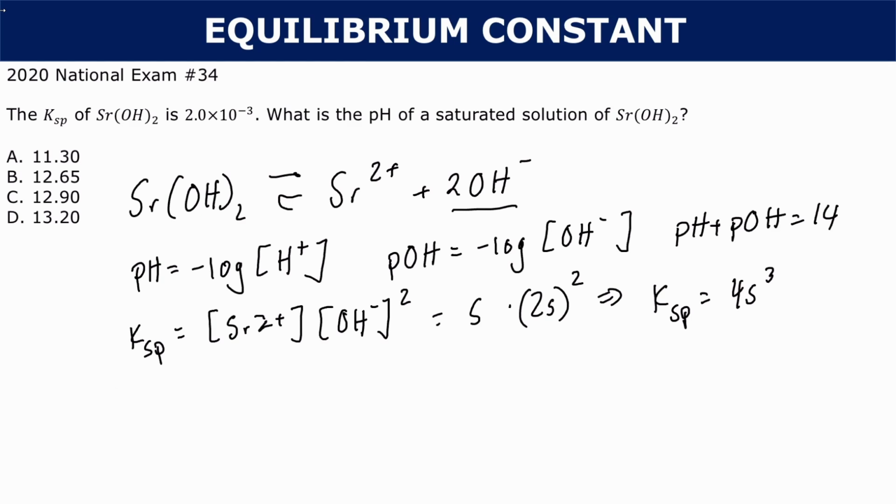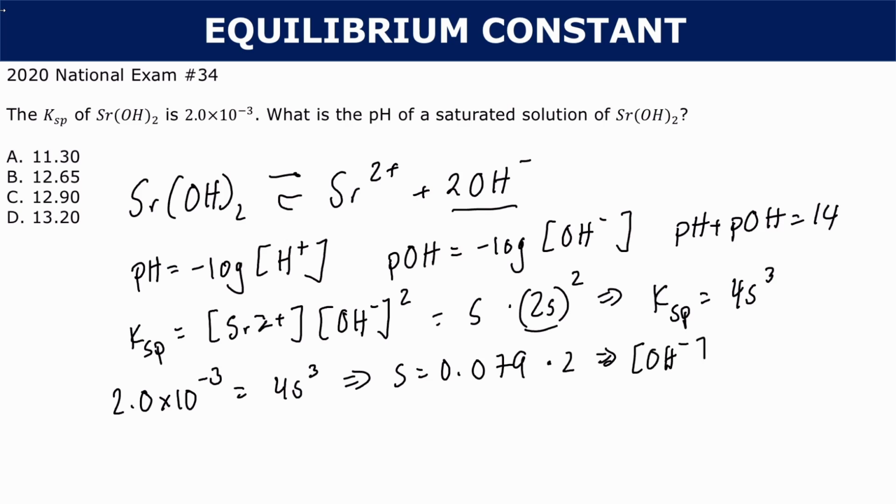Since we know KSP is 2.0 times 10 to the minus third, we can set that equal to 4S cubed and solve for S. S is going to come out to about 0.079. And we can use this value of S to relate that to the concentration of OH. We found that the concentration of OH is going to be 2S. So if we multiply this value by 2, we're going to get that the concentration of OH is going to be 0.159. And we can use this to find the pOH.